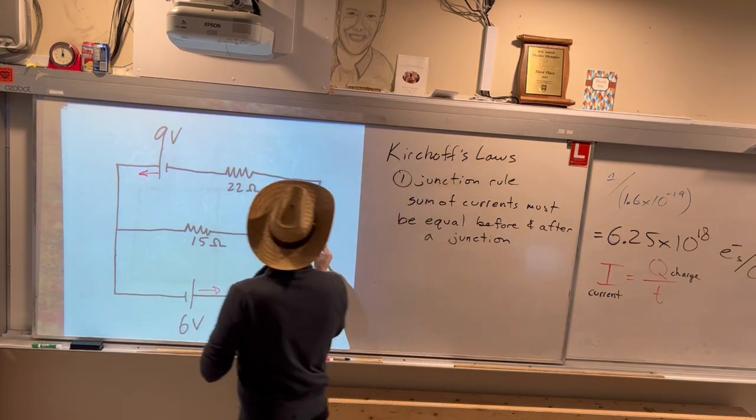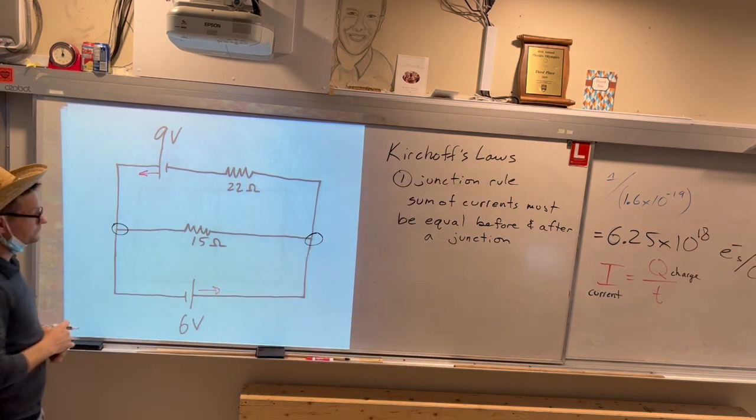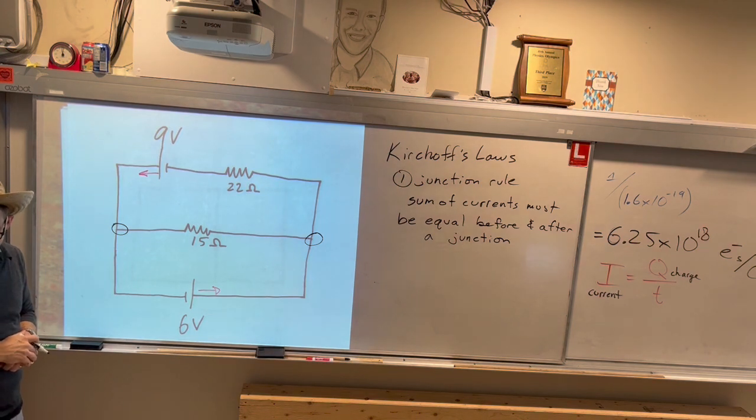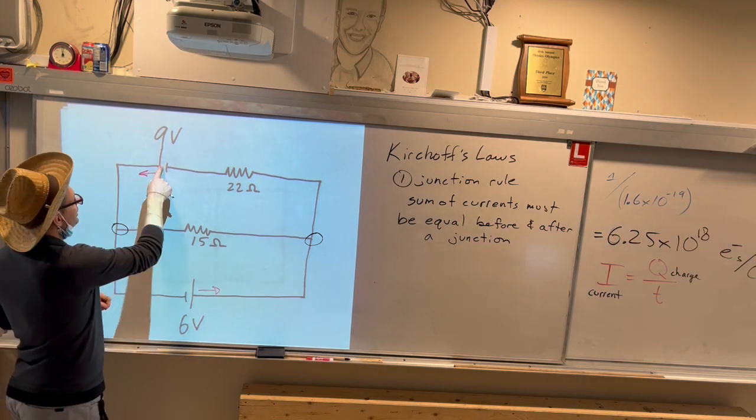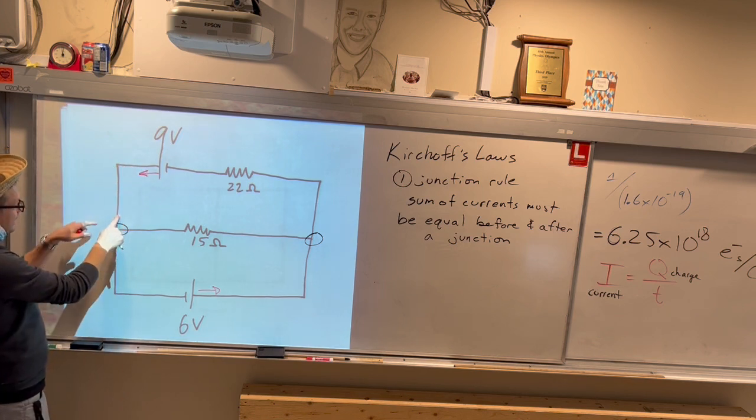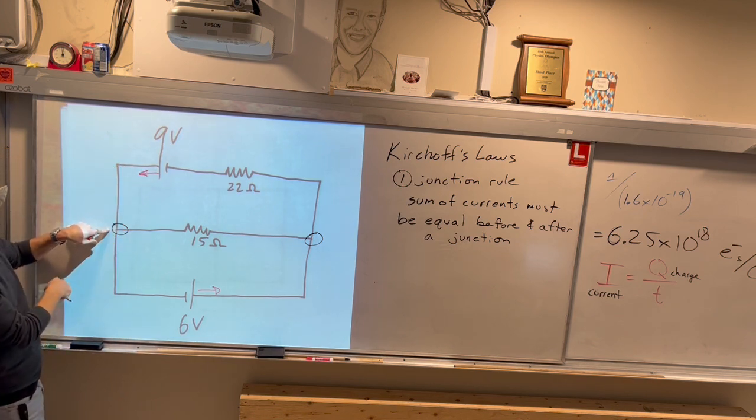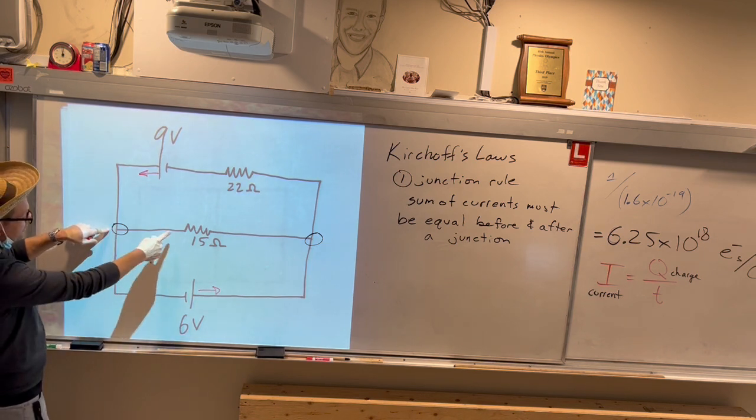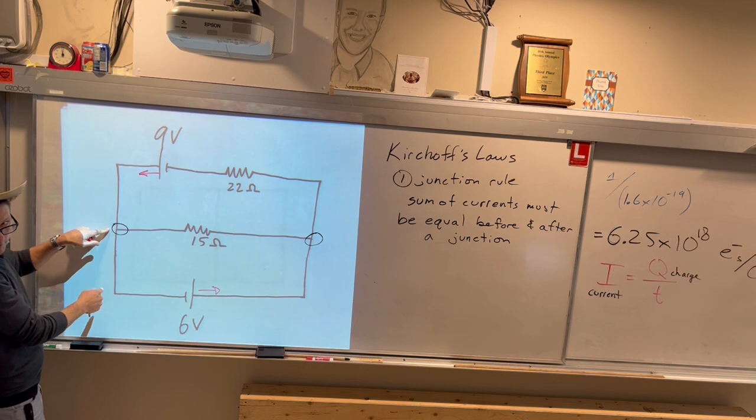A junction is like right here and right here, wherever there's a branch. So all the way along here, there's no branch. Every truck has to go through here, right? But what happens when I get to this spot? They have to choose. Either some are going to go that way or some are going to go this way.